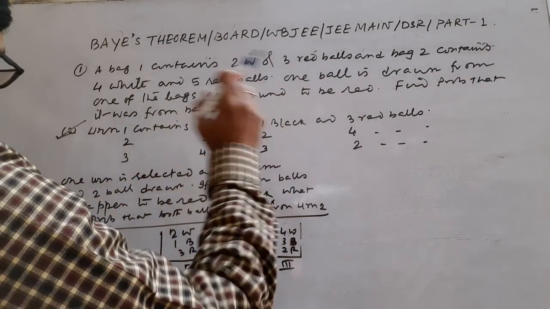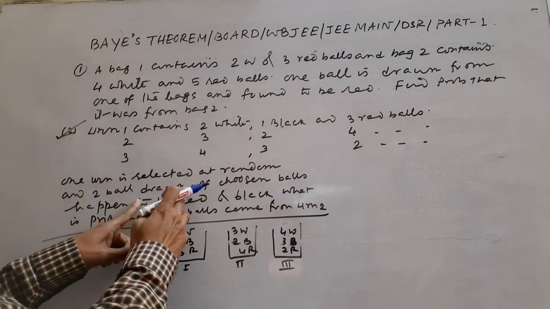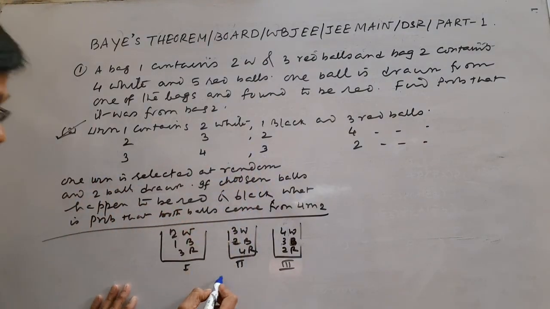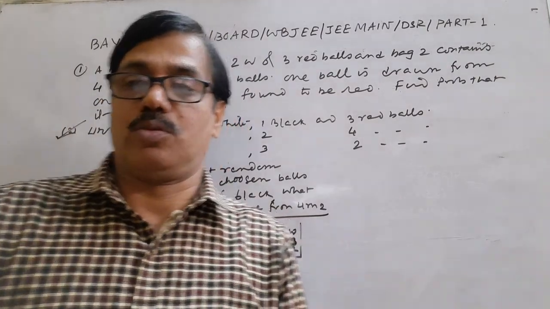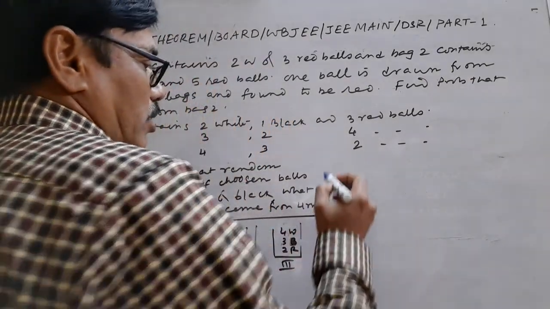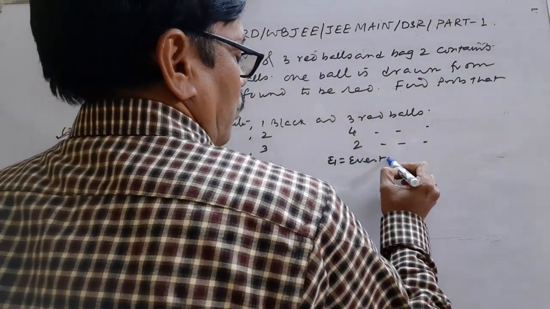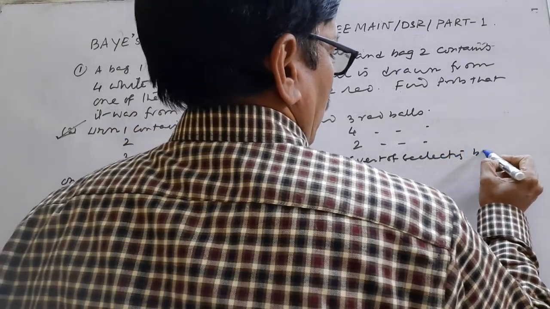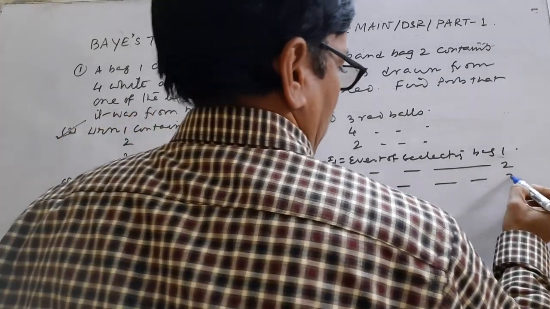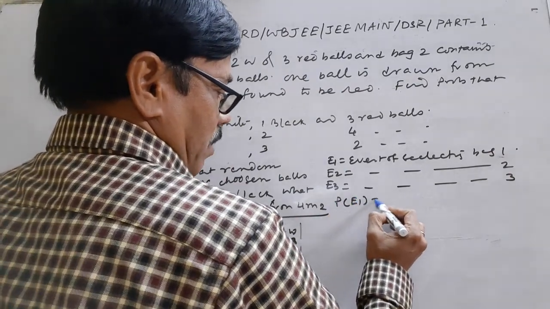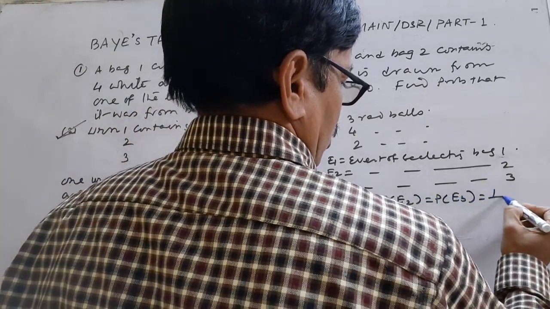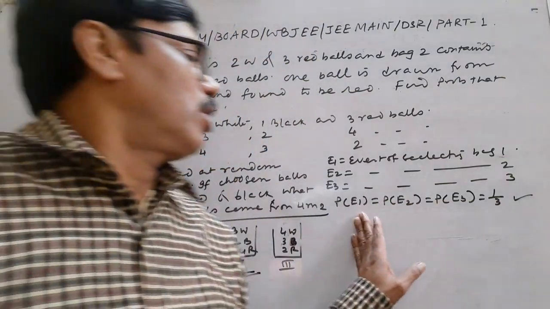One urn is selected at random, and 2 balls are drawn. If the chosen balls happen to be red and black, what is the probability that both come from bag 2? First we find the total probability. How many bags? 3 bags. So E1 is the event of selecting bag 1, E2 the event of selecting bag 2, E3 the event of selecting bag 3. The 3 bags are equally probable, so each is 1 by 3, and the sum of them is 1.